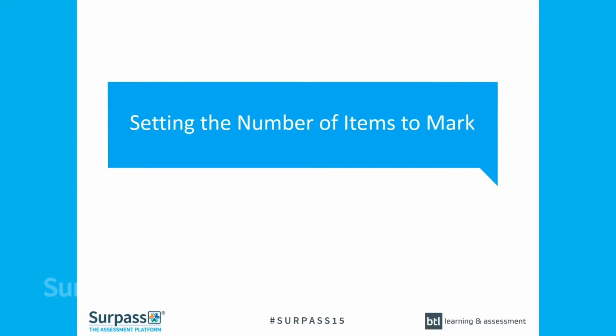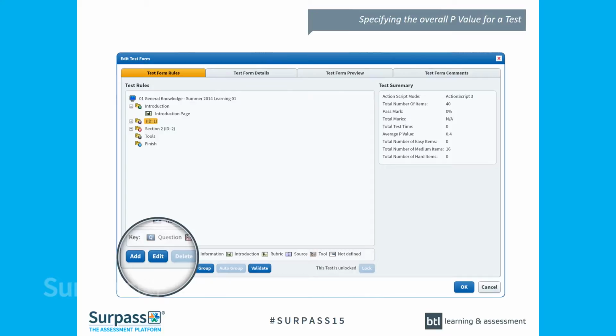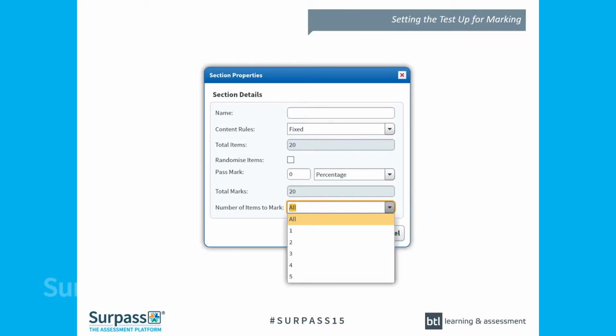So this is going back to the number of items to mark. This is looking at a particular section. You can see here I've got the top section selected in my test, and I've got the edit button at the bottom. You've probably seen this before for changing content roles from fixed to dynamic. That's what a lot of people use this for. But at the bottom you've got number of items to mark, and you just choose how many of the items in that section you want to mark. So in that scenario where it's write one essay, choose one of the following options.